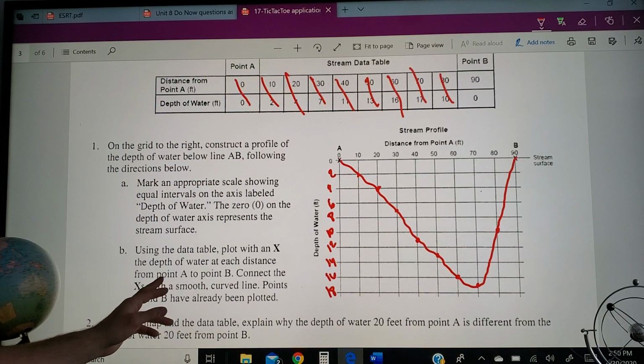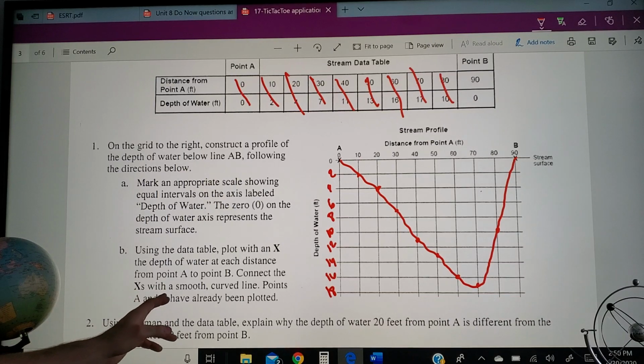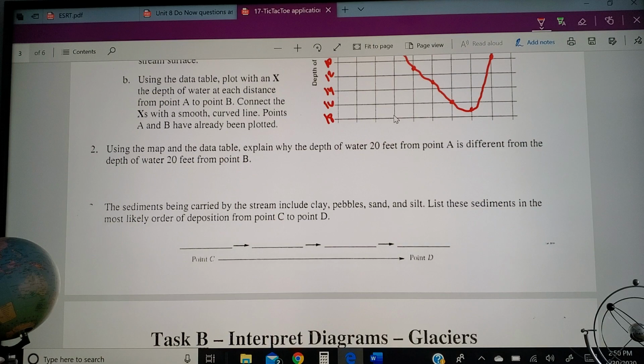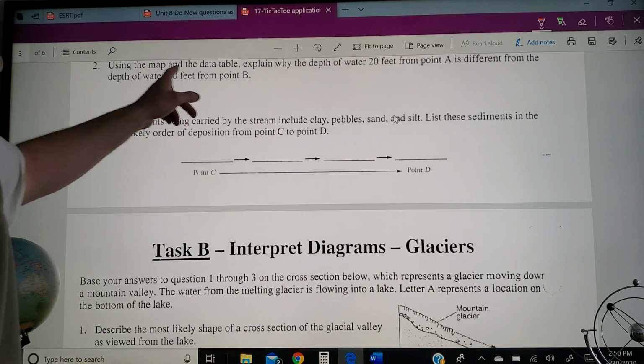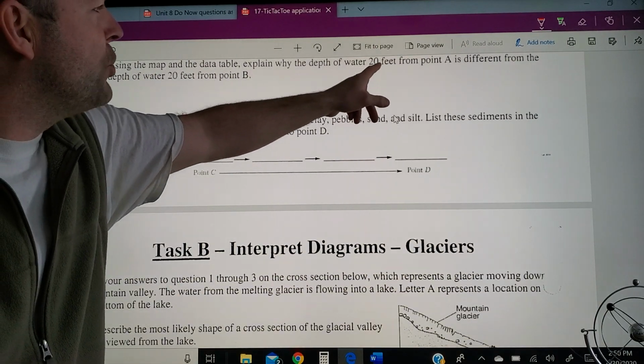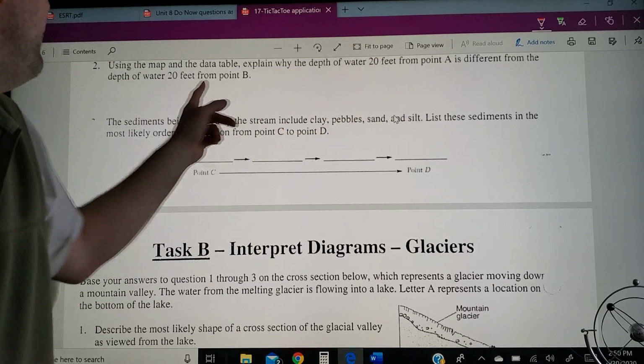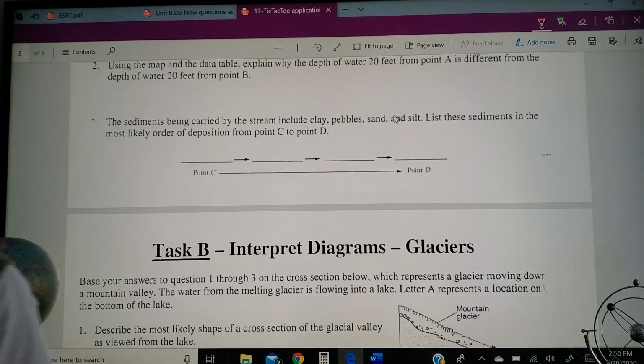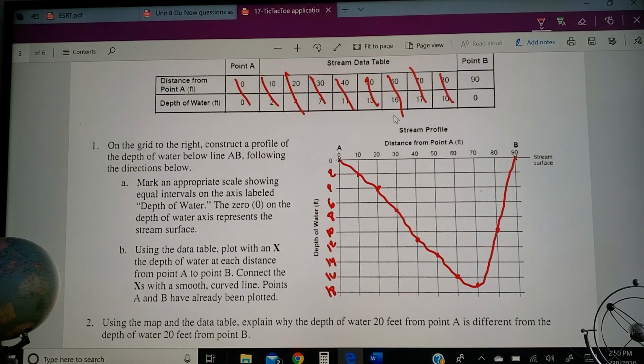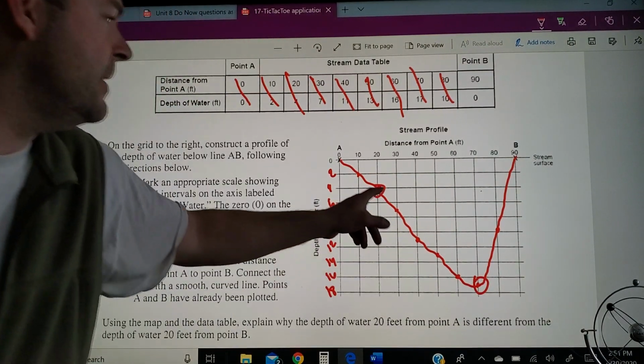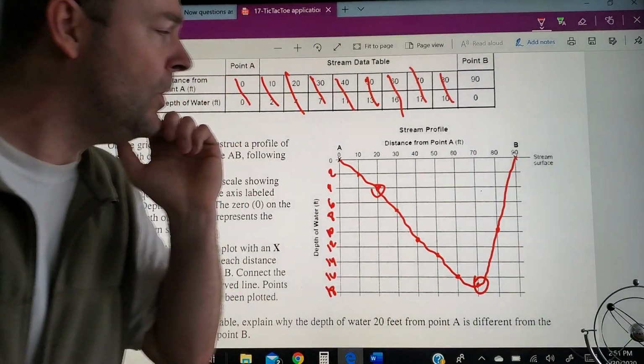So we did A. We did B. Let's see what else it wants us to do. Using the map, explain why the depth of the water 20 feet from point A is different from the depth of the water 20 feet from point B. So why is, let's see, 20 feet from B is here. Why is this so much different than that? Right? They're the same distance from the shore.